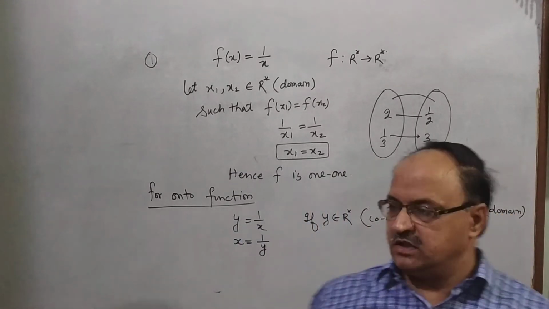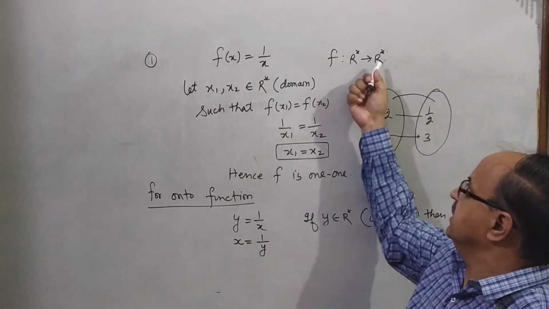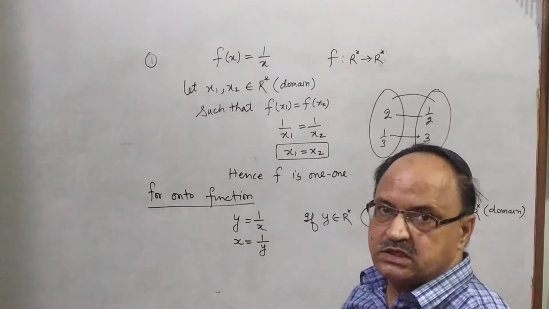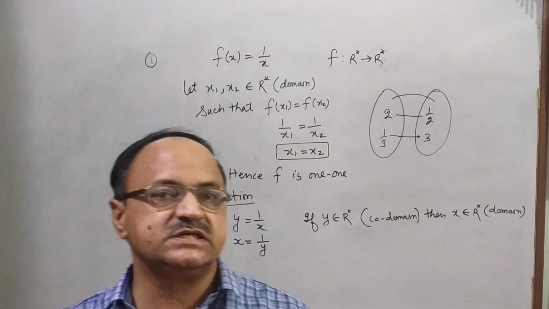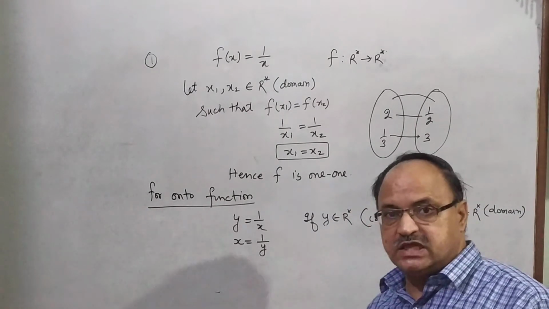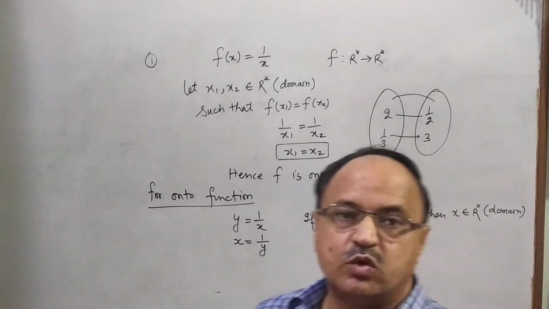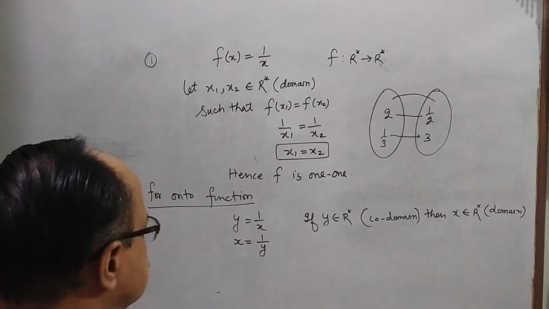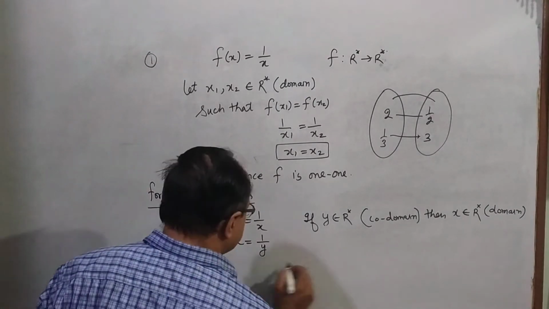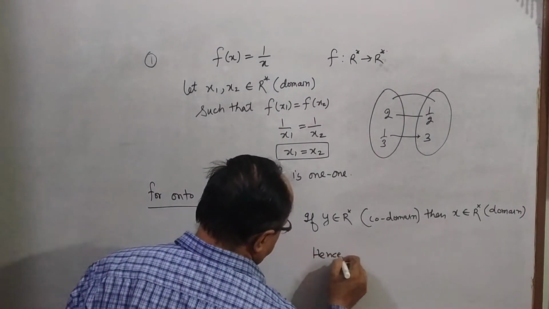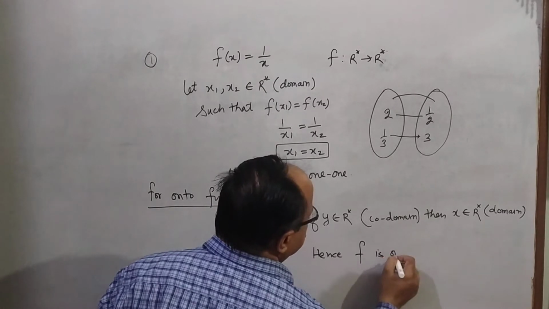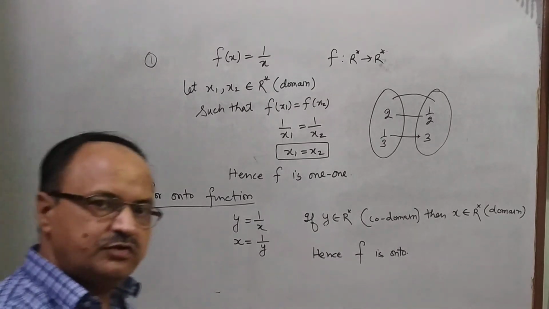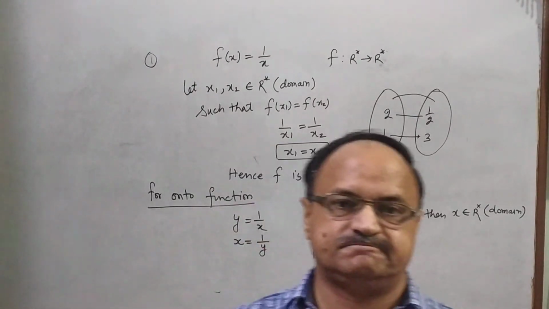Clear? If you take any element from the codomain, its preimage lies in the domain, or you can say range is equal to codomain. Then this is an onto function. Hence you can say the function is onto.